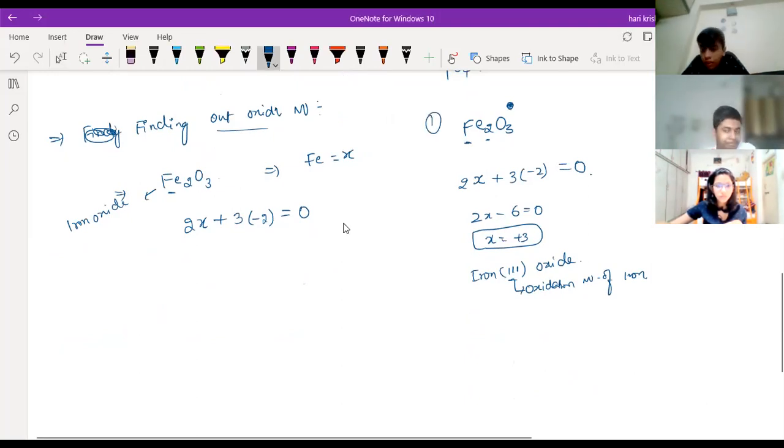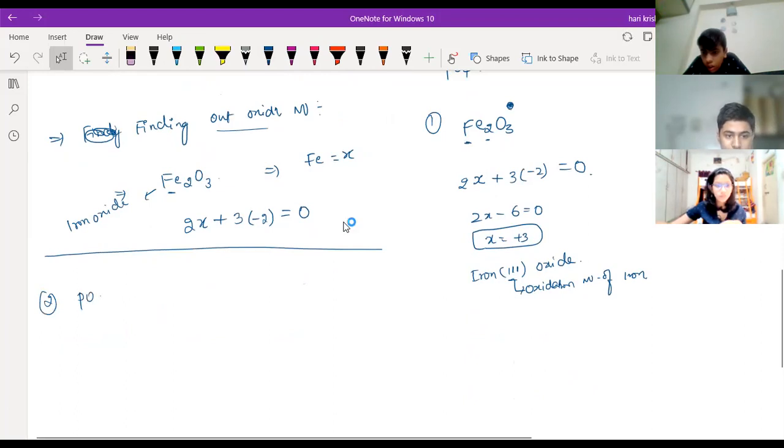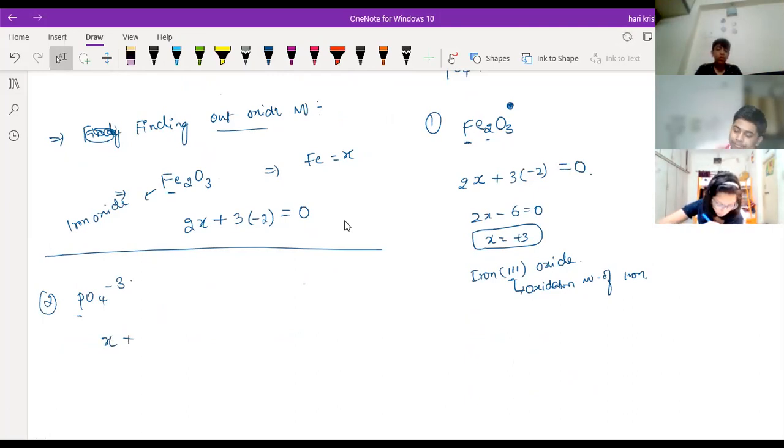Now, Piyush, you said write one example. PO4 -3. Now, in this case, we don't know the phosphorus oxidation number. So what we'll do? We'll take it as X plus oxygen. If nothing is given, oxygen will be in the oxide format only. If they mention particularly peroxide, then only we'll take it as -1.